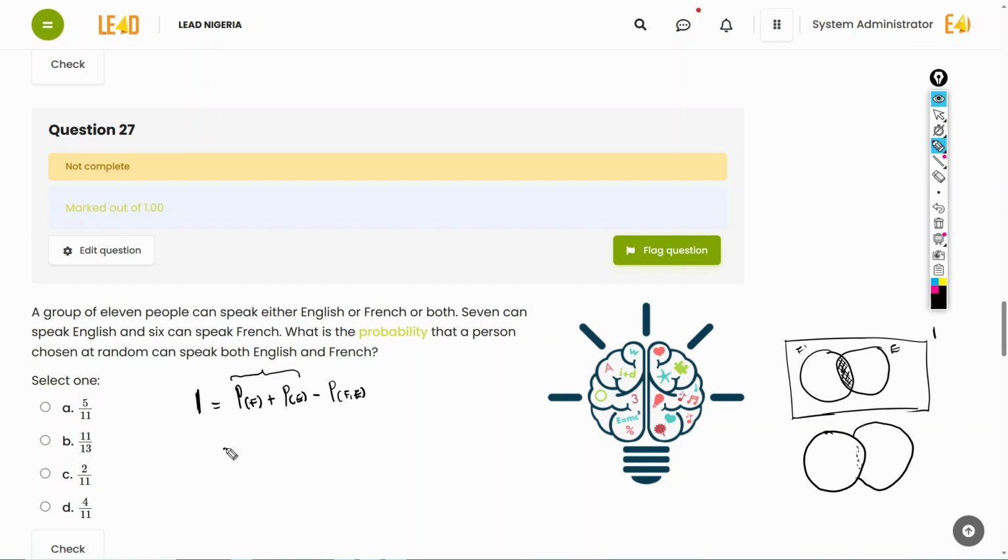So this would be probability of French is 7/11, right? Okay, no, English is 7/11, sorry. French is 6/11, plus English is 7/11, then minus the both of them, right? So minus probability of French and English. So this would mean 1 is equal to 13/11 minus what? French, English, both of them. So this tells me that probability of French and English together would just be what? 2/11. All right, would just be 2/11. That's C.